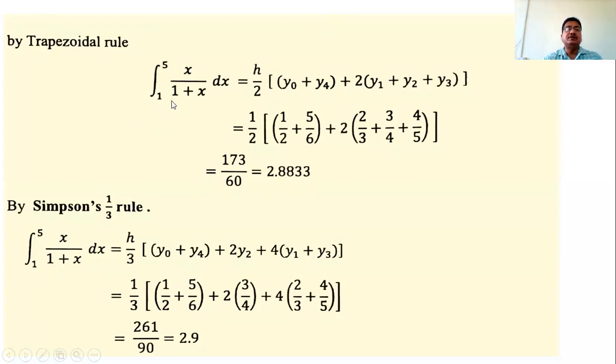Then Simpson's 1/3 rule. The same integration from 1 to 5 of x/(1 + x) dx is h/3, because the coefficient of this bracket is what? h/3 in the 1/3 rule. In the 3/8 rule, it is 3h/8. In the trapezoidal rule, it is h/2. First value plus last value plus 2 times even suffix plus 4 times odd suffix, and then substitute the values and find the answer 2.9. This is 2.8, this is 2.9 by using Simpson's 1/3 rule.